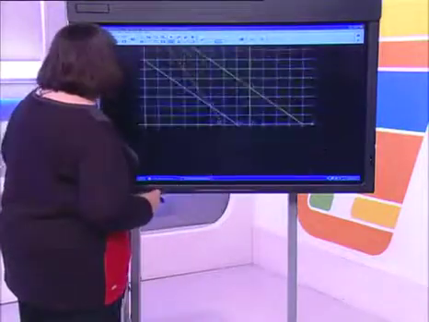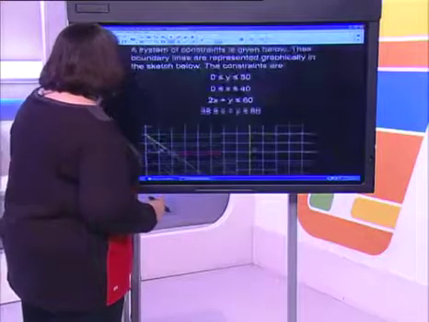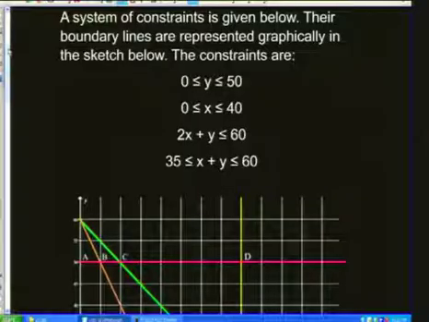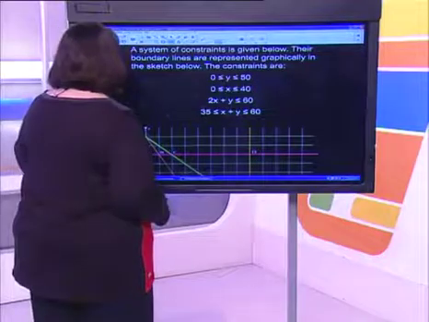Okay, good. Let's go to this question. The reason we're doing it is it's unusual that they do this. They usually get you to draw it. They say a system of constraints is given below. Their boundary lines are represented graphically in the sketch below, and the constraints are. So they give you all the constraints. That's quite a nice way to ask linear programming, because you don't have to sift through the words to get the understanding, and they've given you the equation. But you must now go to the graph and decide which graph is which. That's not too bad. Let's show you why I say that.